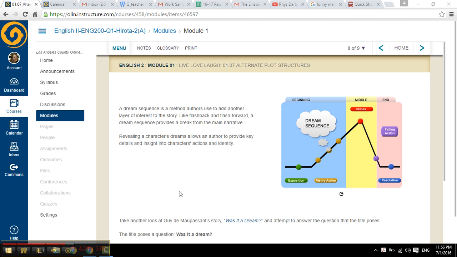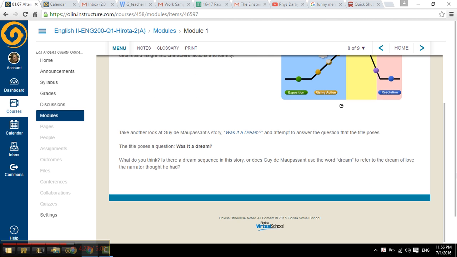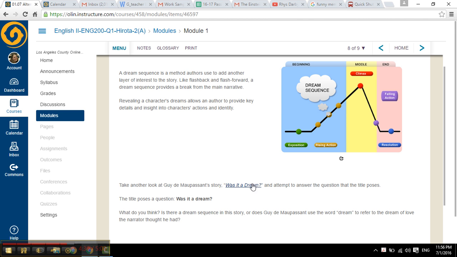And page 8, not surprisingly, goes over the final one, which was a dream sequence. And so you'll read through all of this, and there is no question here, but it does have the whole story if you need to go back and look at that.